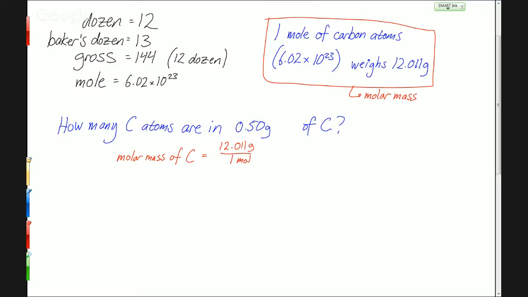The abbreviation for mole, by the way, is mol. It's not much of an abbreviation, but you save a letter, I guess. M is meters, MO is months, so that was the best we could do. But that's the abbreviation. So we're saying that the molar mass of carbon is 12.011 grams in each mole. If we have 0.5 grams, we can use this like a conversion factor to solve for how many moles we have, and then subsequently how many atoms we have. So let me show you what that looks like.